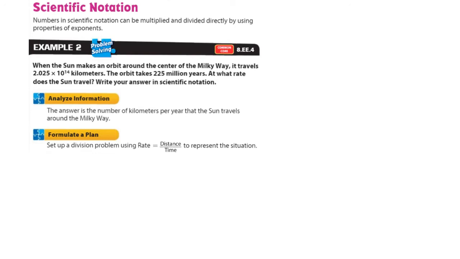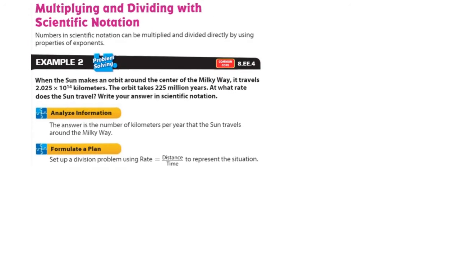Okay, so now we're going to be multiplying and dividing with scientific notation. So multiplying and dividing. And we're still on page 52. When the sun makes an orbit around the center of the Milky Way, it travels 2 and 25 thousandths times 10 to the 14th kilometers. The orbit takes 225 million years. At what rate does the sun travel? Write your answer in scientific notation.